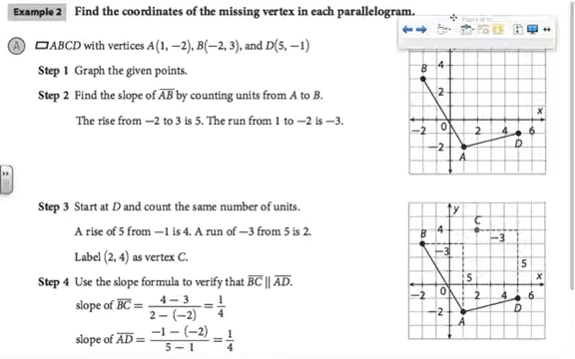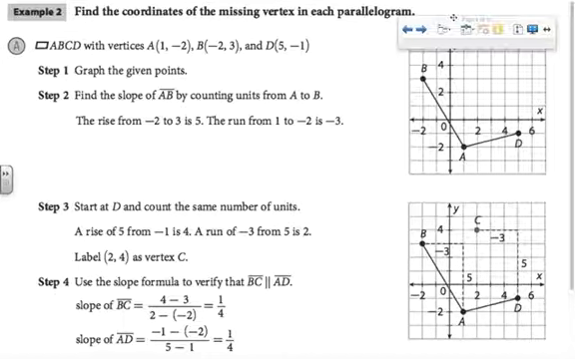Here we're taking that to the next level and finding a missing coordinate. So in part A, I know that this is a parallelogram, and I'm given 3 coordinates, and I'm asked to find the 4th. So step 1 naturally is to plot the points. Step 2 is to find the slope of AB by counting the spaces from A to B. And so you see that they calculated the rise and they calculated the run. And so from point D, I'm going to count the same units.